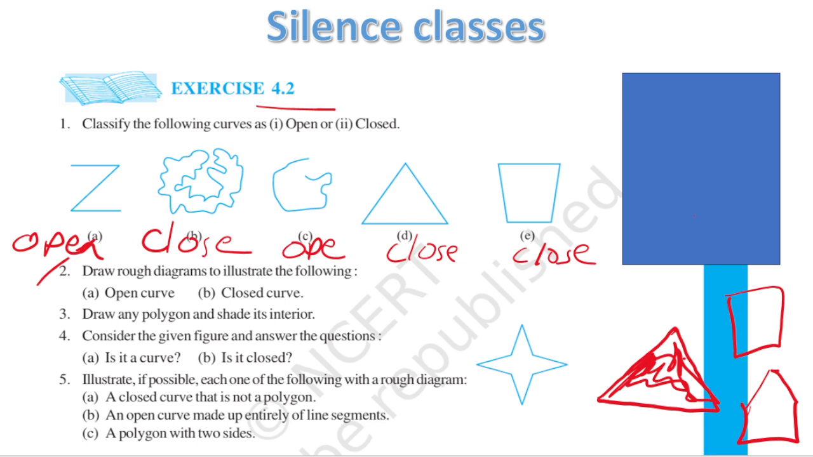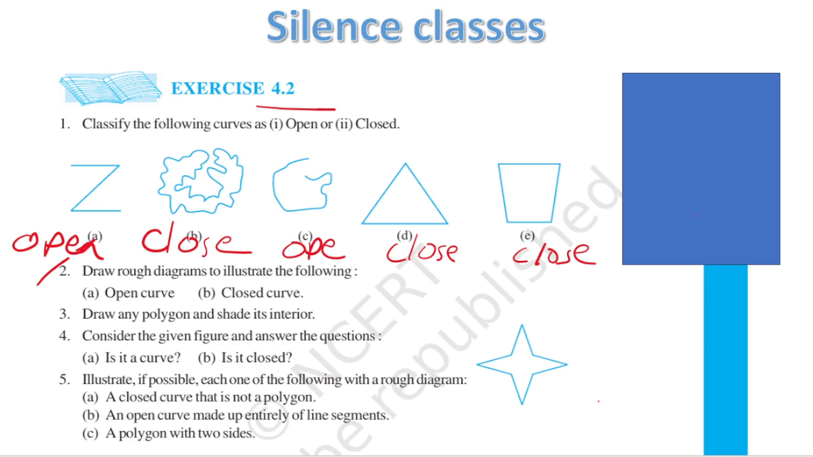Okay, because a polygon is made up of line segments. Now let's move to question number 4. Question number 4 is saying, consider the given figure and answer the following questions. It means we have to consider this particular figure and answer the questions.